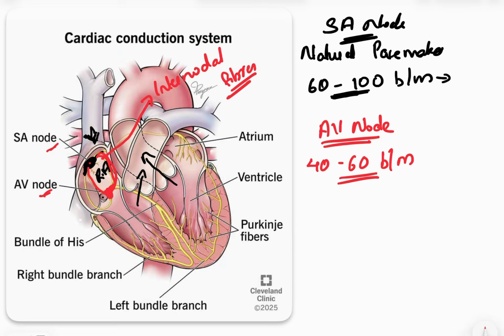But the AV node is not as capable as the SA node of producing the beats per minute, because that is not its function. It was the function of the SA node to generate the impulses. But if it fails, the AV node can still manage and make 40 to 60 beats per minute. So how will you remember the number? This is a 40 interval, 60 to 100 is another 40 interval, and now comes 40 to 60. The AV node can make 40 to 60.